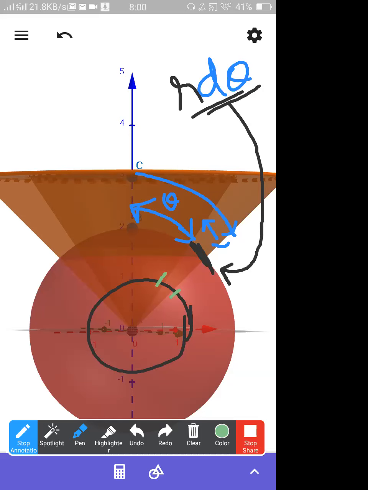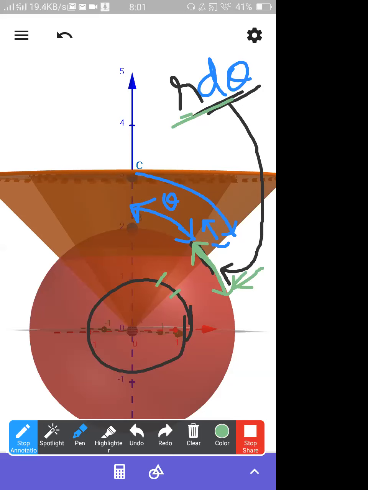So my arc length depends on two factors. One, it depends on radius. If you choose a bigger sphere, you will get a larger arc length. And once the sphere radius is fixed, by varying theta, by changing d theta, I can change the arc length value. So finally, once you vary theta, you will get an arc length r d theta.